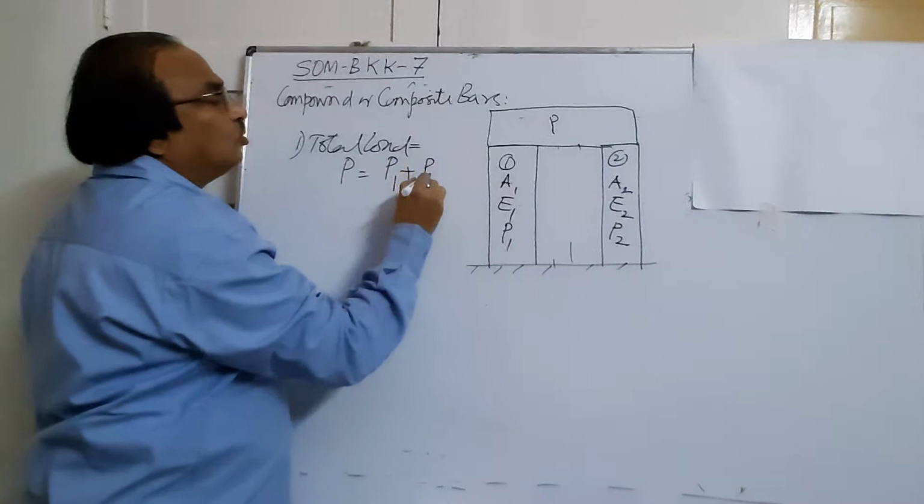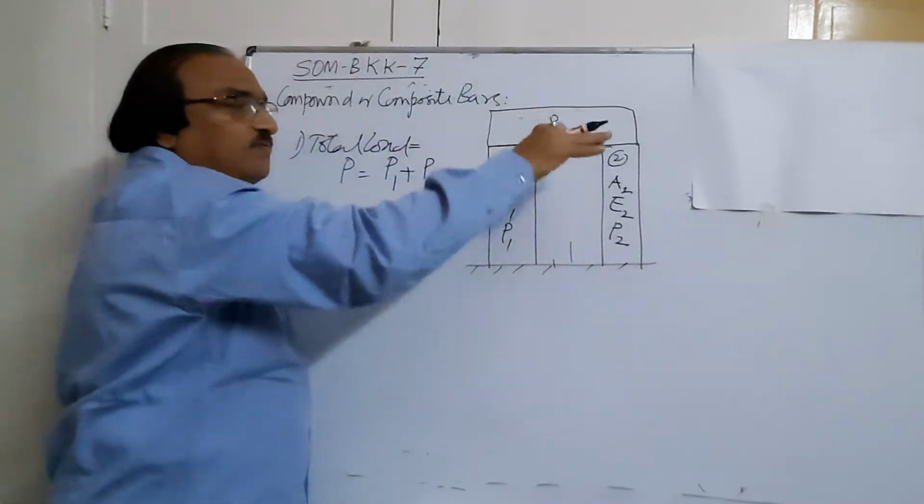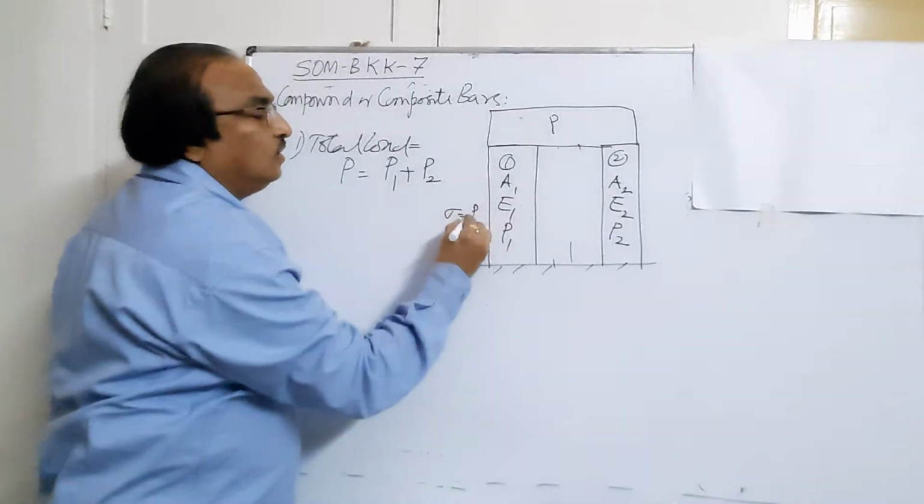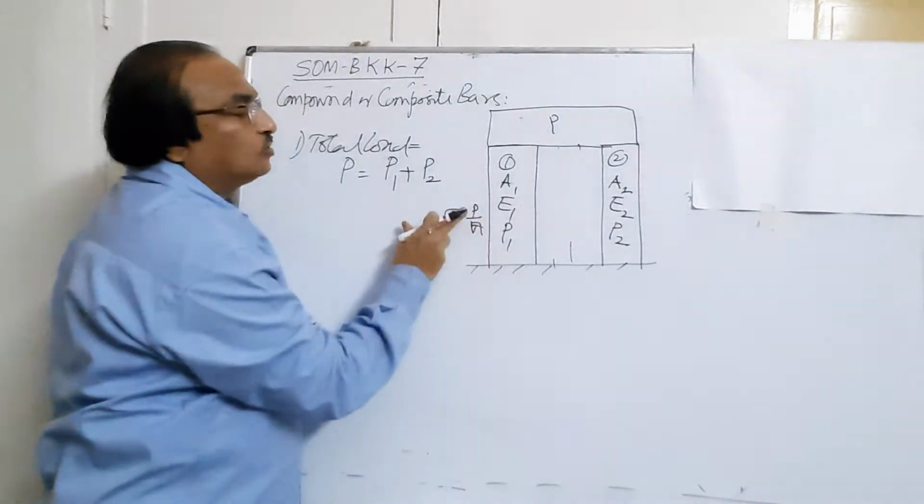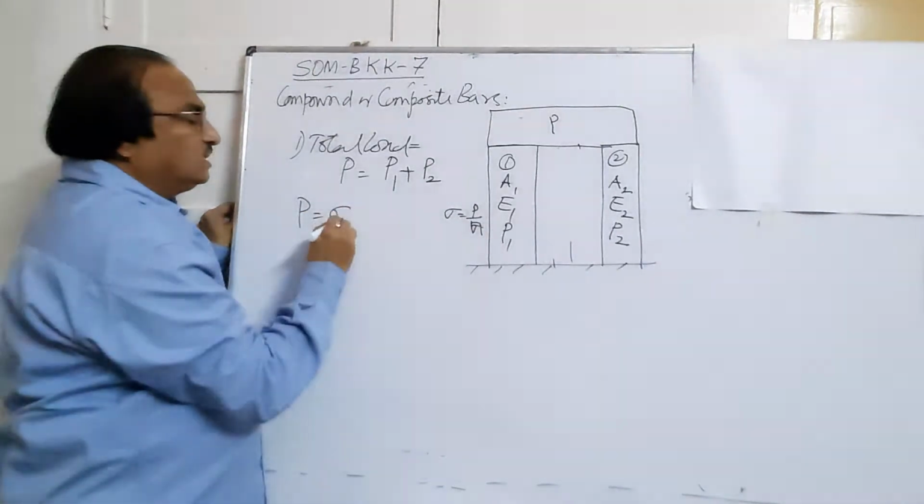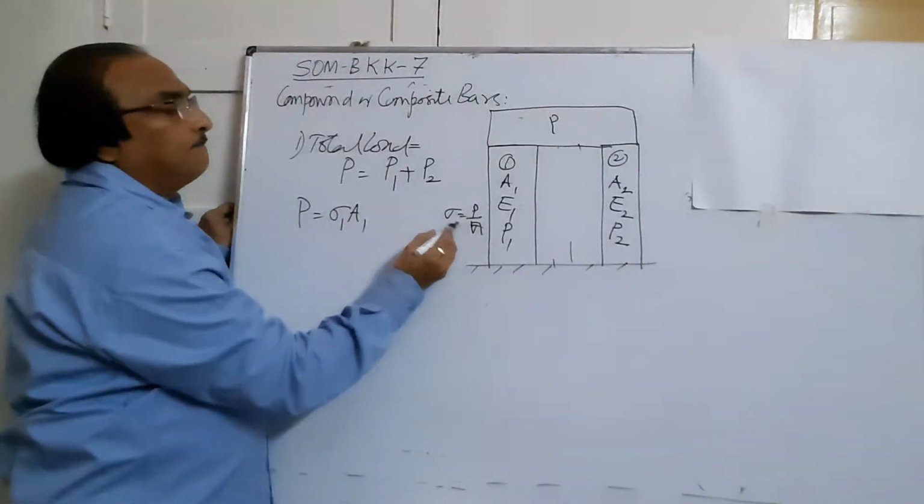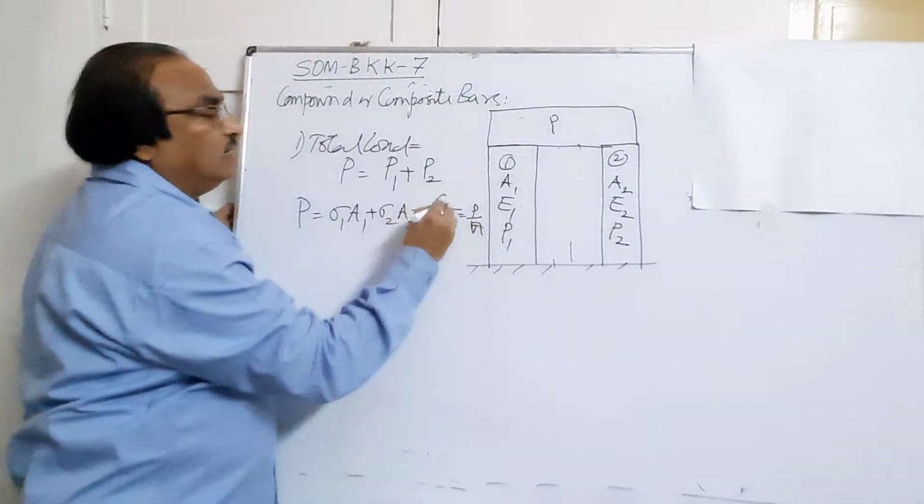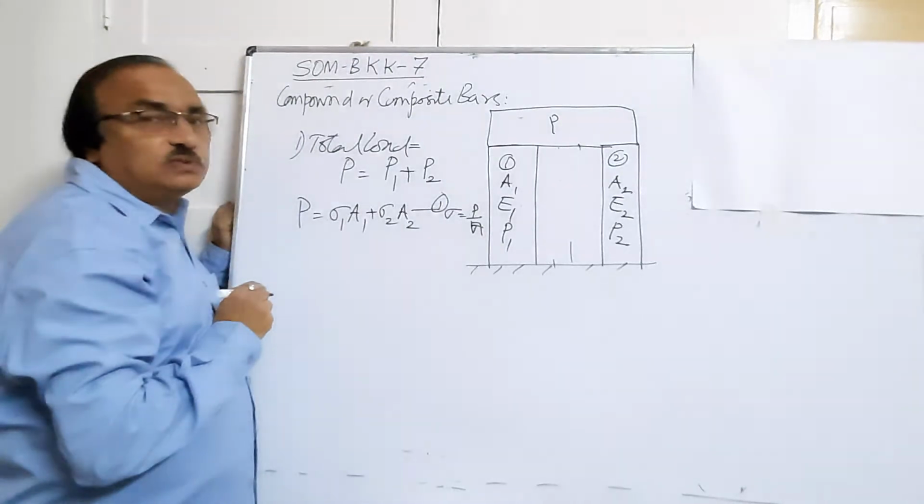Load in 1 plus load in 2 plus load in 3, any number of columns that are there. Now here we know stress is equal to load by area. So what will be load? Stress into area. So the total load will be equal to sigma 1 A1 plus sigma 2 A2. This is one condition what we will be using.